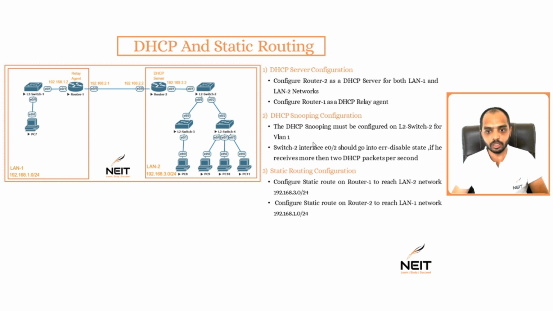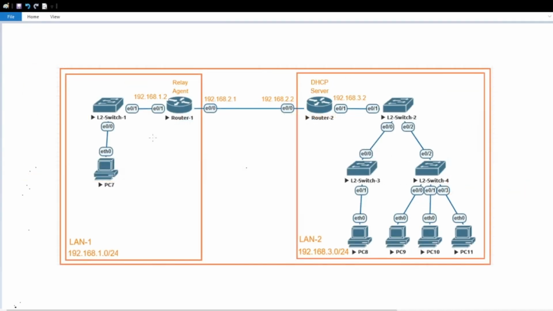Now task 3 is for the static routing. We have to configure a static route on router 1 to reach the LAN 2 network 192.168.3.0. Also we have to configure static routing on router 2 to reach the LAN 1 network 192.168.1.0. Router 1 needs static routing only to reach the LAN 2 network, but router 2 needs static routing for two purposes. The first is reachability between LAN 1 and LAN 2, and the second is that when PC7 requests an IP address, it sends a DHCP discover message towards router 1.